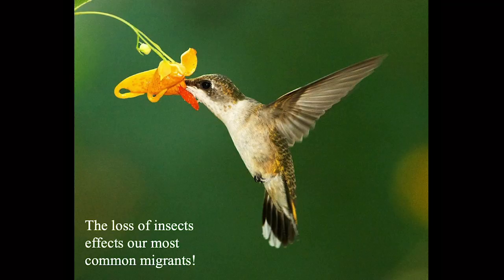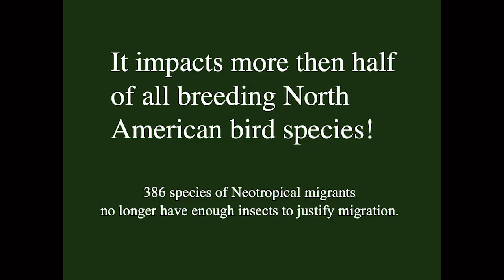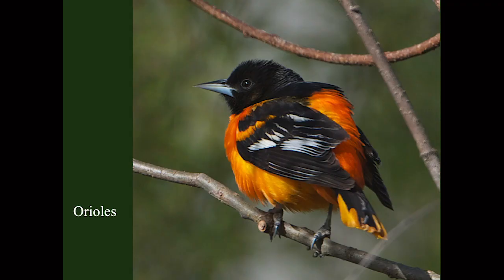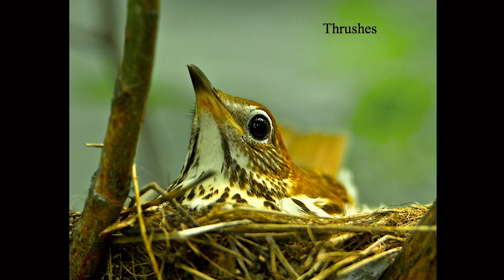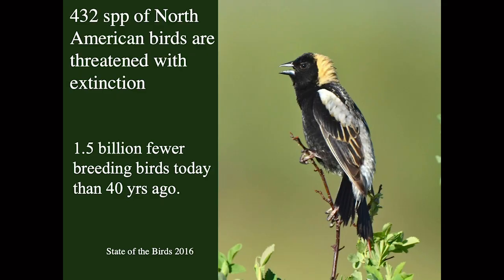And this loss of insects that's clobbering bird reproduction wherever we have these invasive plants is not just hitting a few obscure birds. It's all of the common birds that breed in North America and also are migrants. We have 386 species of neotropical migrants that need these insects once they get up here to justify their migration. That includes our swallows and our swifts, our orioles, our hummingbirds, our vireos, our tanagers, our buntings and flycatchers and thrushes and warblers, our poor bobolink over here. All kinds of birds migrate and depend on those insects once they get here.